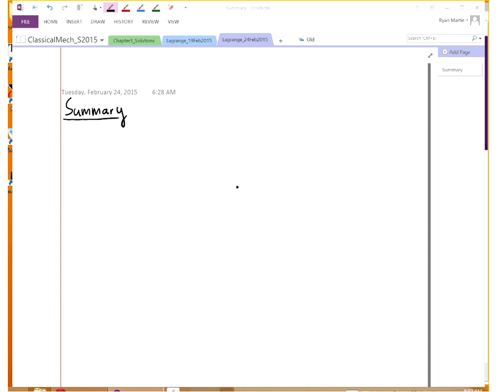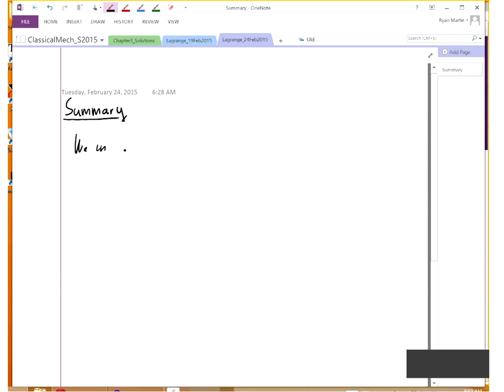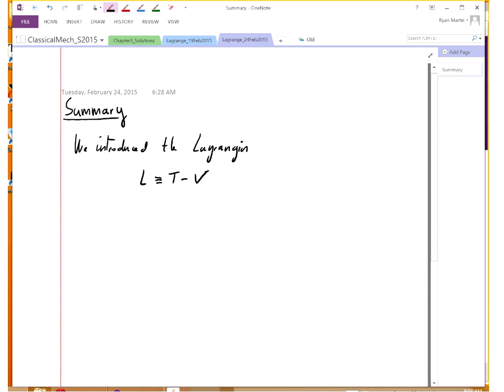So let me start with a summary of what we did last Tuesday. We introduced the Lagrangian, and the Lagrangian was defined to be T minus V, where T is kinetic energy and V is potential energy. So far we only did this for a single particle.